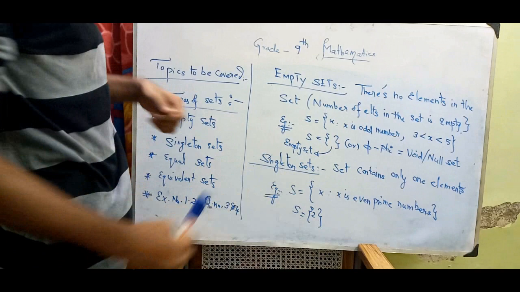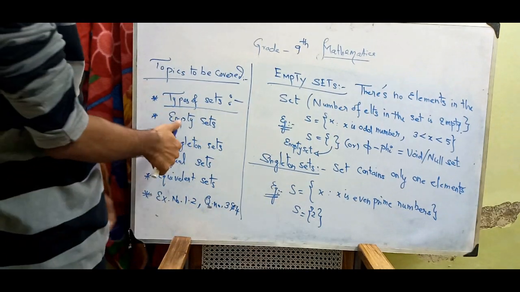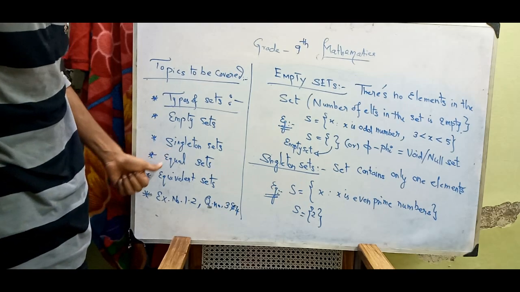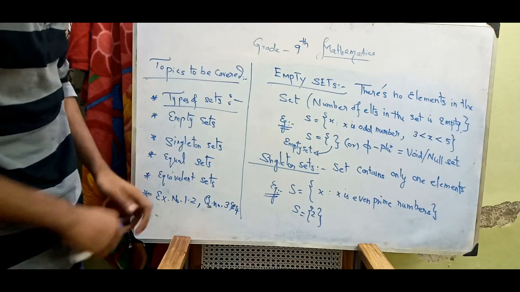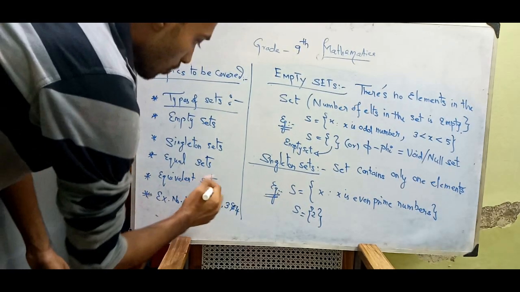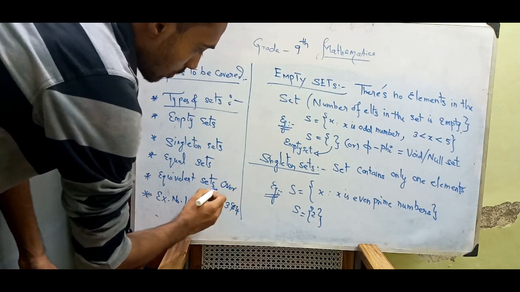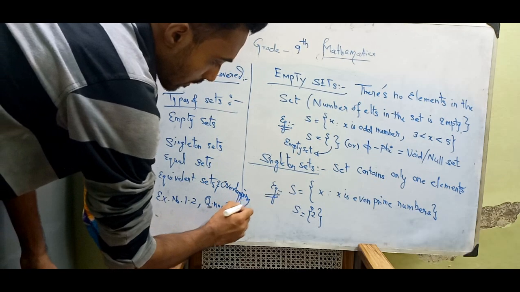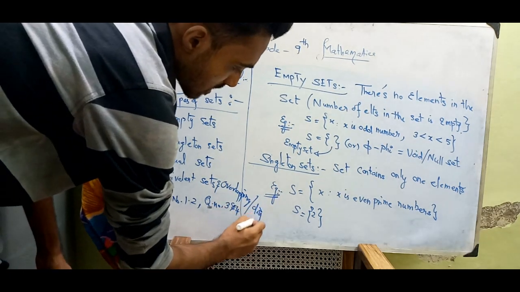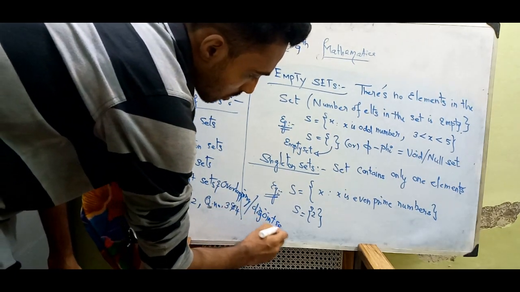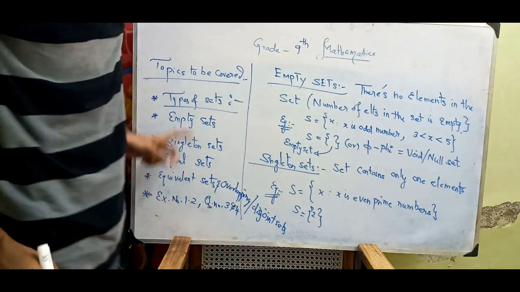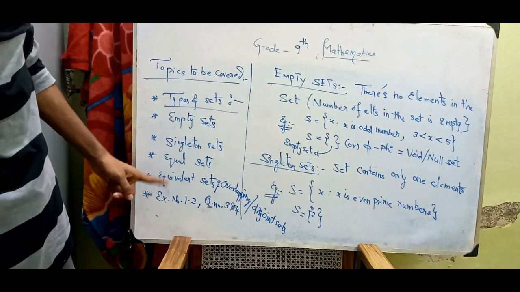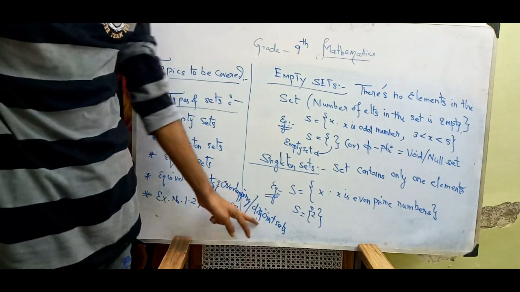We are going to cover the types of sets again. Here we will cover empty set, singleton set, equal sets, equivalent sets, unequal sets also, and overlapping and disjoint sets.